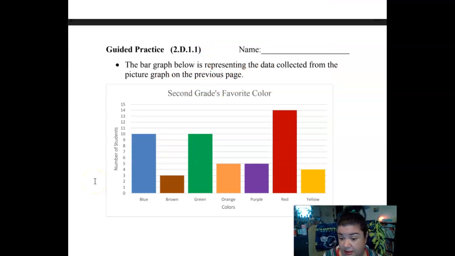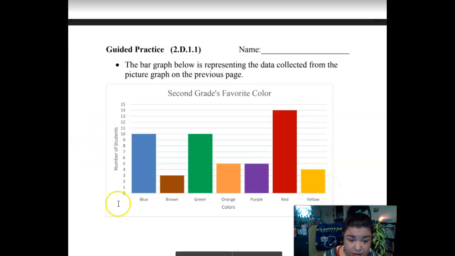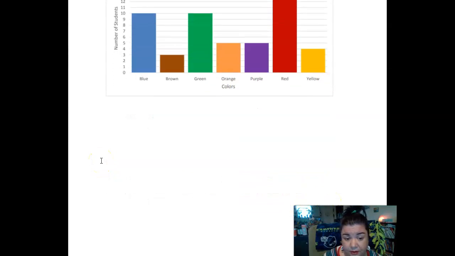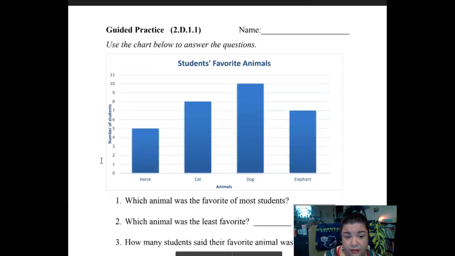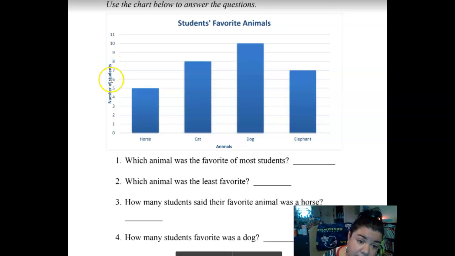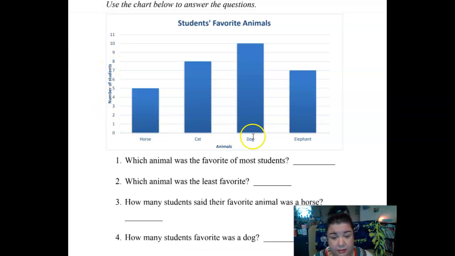So this is just the smiley faces that we saw below, only instead of using smiley faces, they did it by actual bars. Okay, and it says number of students. So you have 0 through 15, and then the colors listed across here. Okay, so that's a different way to do it, to show that information. Let's look at this. Students' favorite animal. So on the side, it says number of students, and across the bottom, it says animals. And we have horse, cat, dog, and elephant.